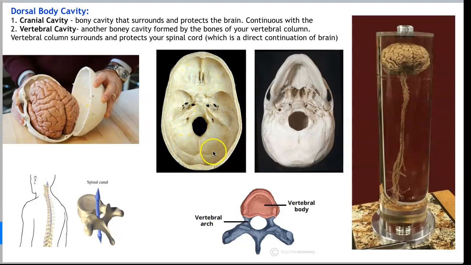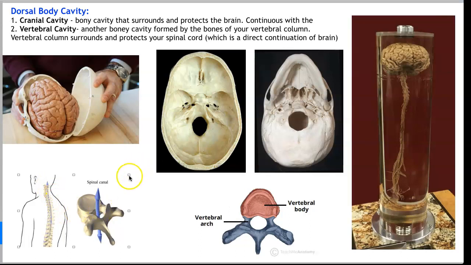This is where the brain is sitting. This is the inside of the cranial cavity, and you'll notice a hole right here. This is where the spinal cord is actually going to be leaving the brain. The brain and the spinal cord are all continuous structures. Here's the underside of the skull. So this big hole here is where the spinal cord is coming out. The spinal cord is going down the vertebral cavity down here.